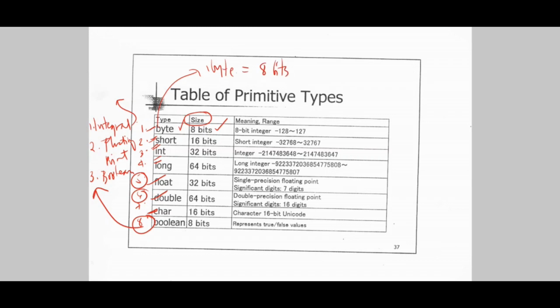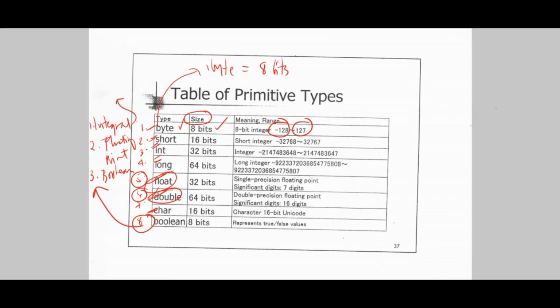And the value that it can take, or can be assigned to it, would be from negative 128 to positive 127. Short is 16 bits, integer type is 32 bits, long is 64 bits, float and double, which are the real numbers, are 32 bits and 64 bits respectively. Character is 16 bits and Boolean type is 8 bits.